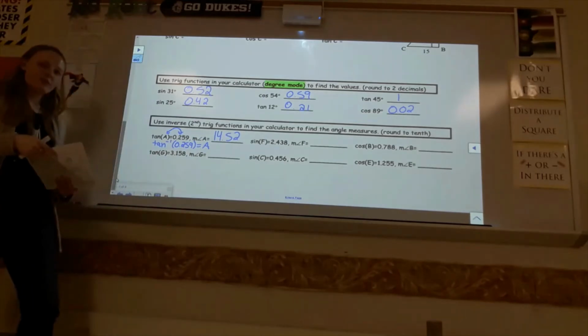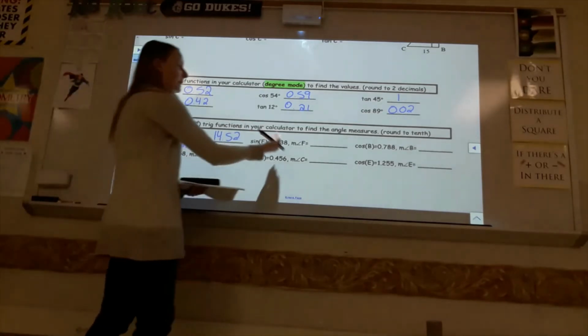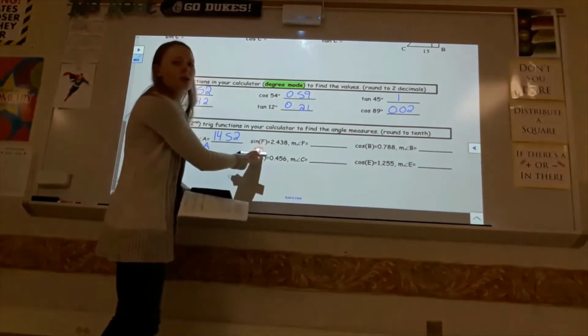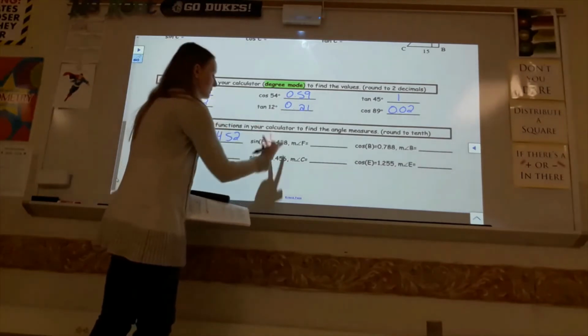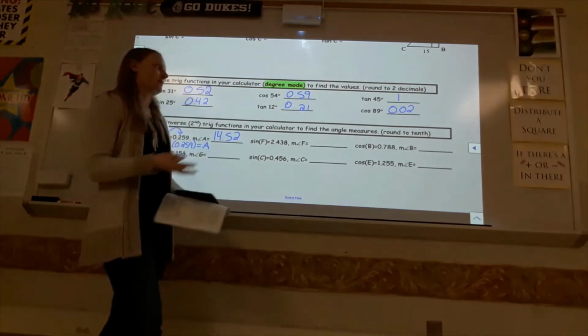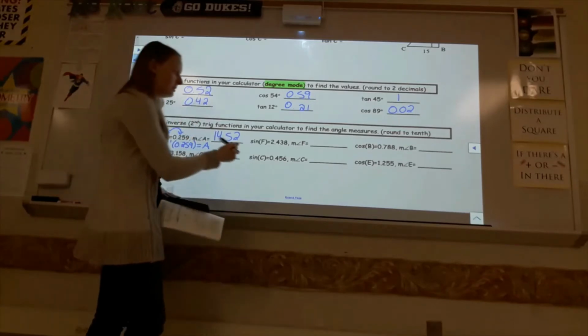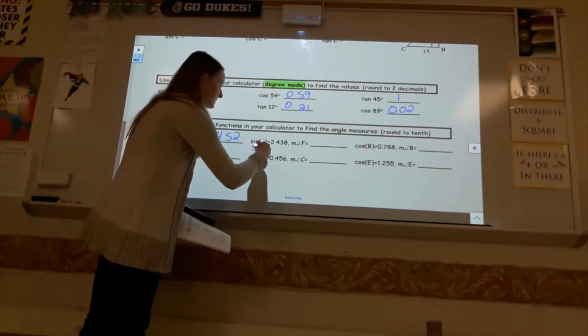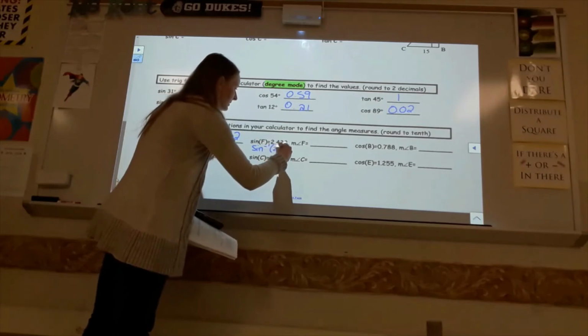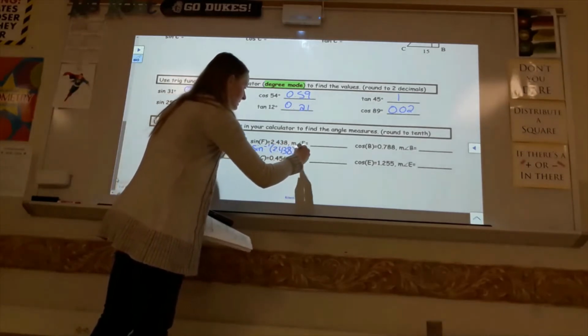Right? So whenever you have this scenario where you know what the value of the function is, but you don't know what the angle was to get you there, you switch those two numbers to figure out what the angle was. That's the whole point of inverse trig. You switch those two numbers. So for this one, it would be sine inverse of 2.438 equals that f.